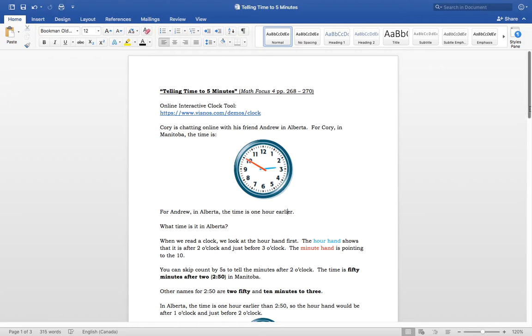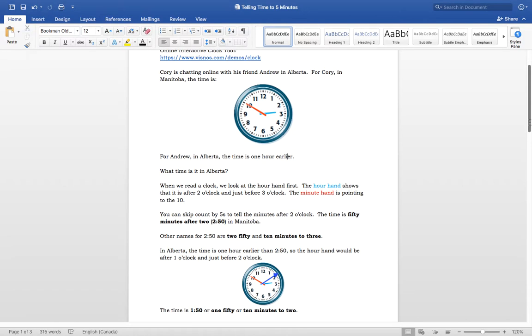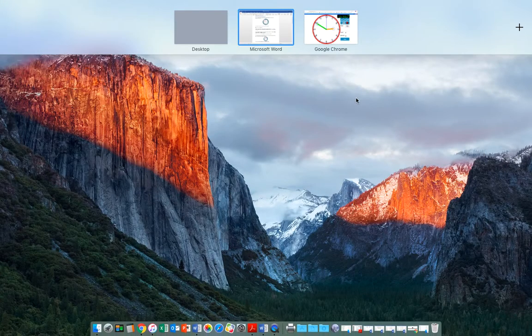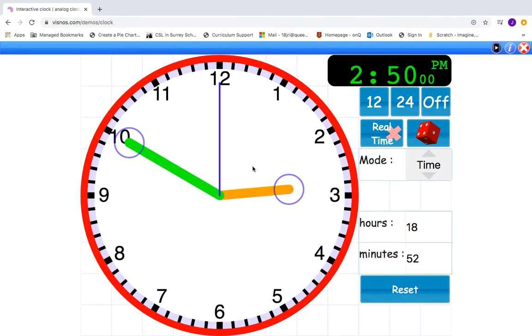Now, in Alberta, it says the time is 1 hour earlier than 2:50. So the hour hand would be after 1 o'clock and just before 2 o'clock. And I'll show you that right now. So on my clock here, this is what the time is in Manitoba. It is 2:50. The hour hand is after the 2, but before the 3. And once this minute hand gets to the 12, it will be 3 o'clock.